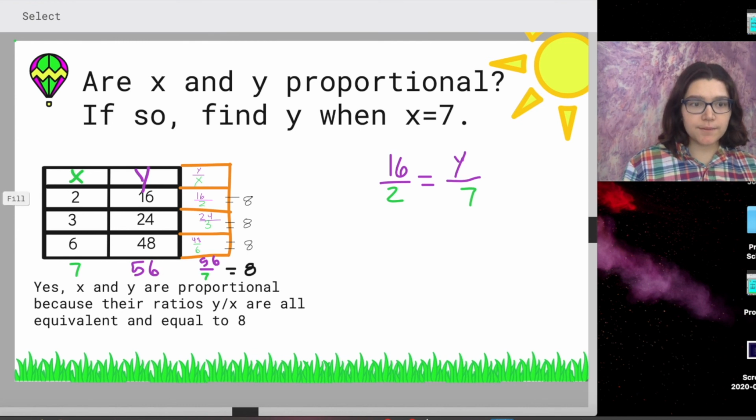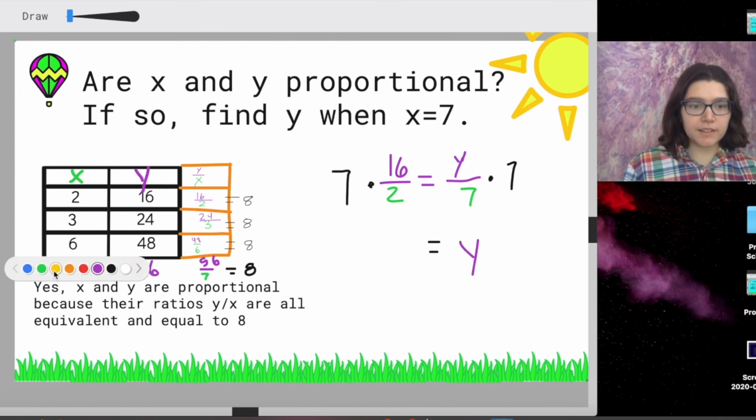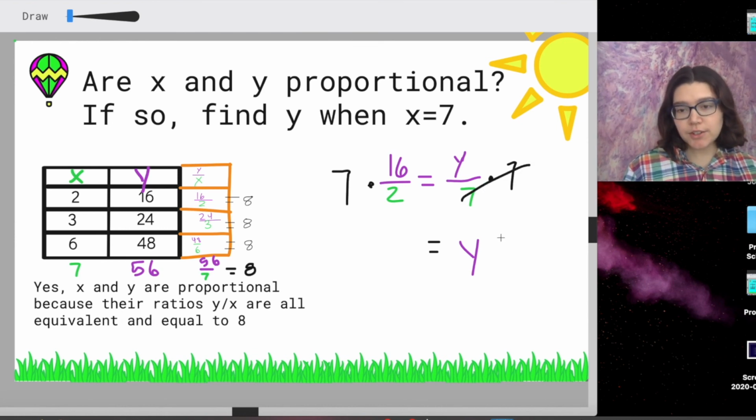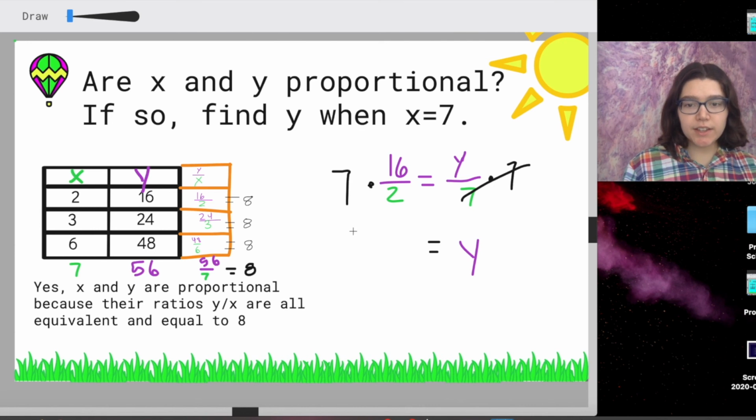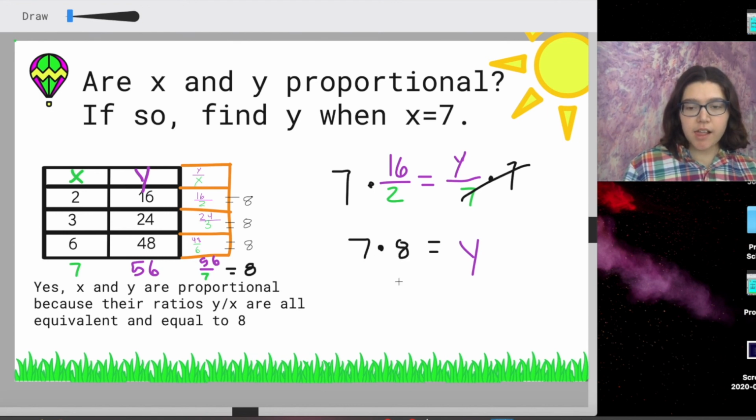So I'm going to multiply this side by 7, multiply this side by 7, and when I do that, I'm just left with that y on the right-hand side, because dividing by 7 and multiplying by 7, we can cancel these away. That's just like 1, so it all goes away. Then here we have 7 times 16 divided by 2, which we know is 7 times 8, and 7 times 8 is 56. So that is why y is equal to 56.